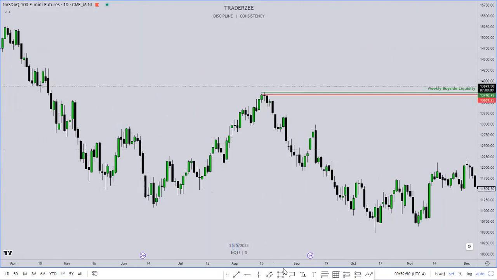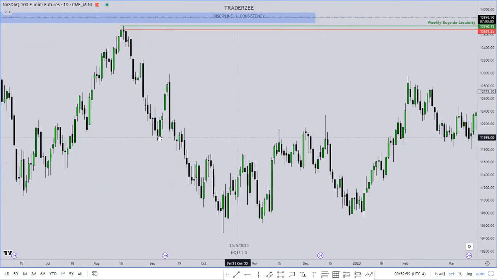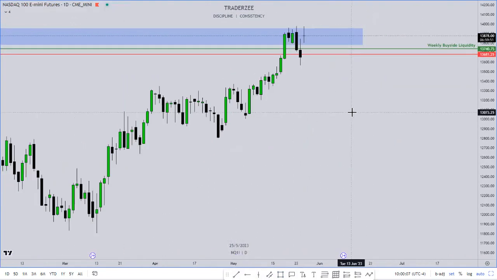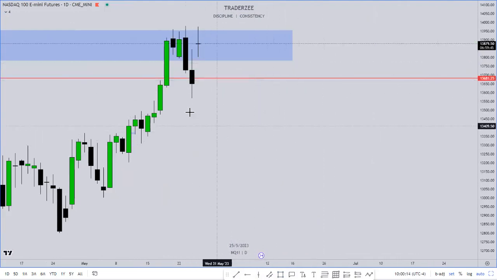We have this CB here. I'll actually take this buy side liquidity off. Why? Because there's a much more important thing than this weekly buy side liquidity, in my opinion. What is the important thing? The new day opening gap.